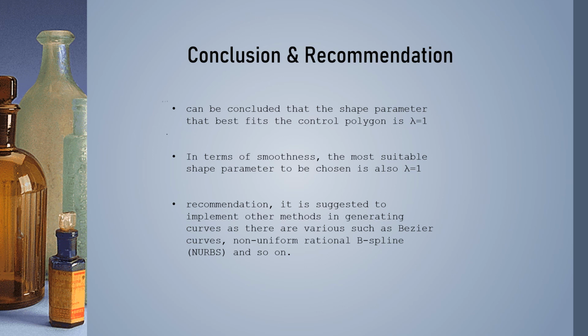Recommendation. Based on this analysis, we can conclude that the shape parameter that best fits the control polygon is lambda equal to 1. In terms of smoothness, the most suitable shape parameter to be chosen is also lambda equal to 1. From this research, all the objectives are satisfied. For recommendation, it is suggested to implement other methods in generating curves, as there are various ones such as Bezier curve, non-uniform rational B-spline, and so on.